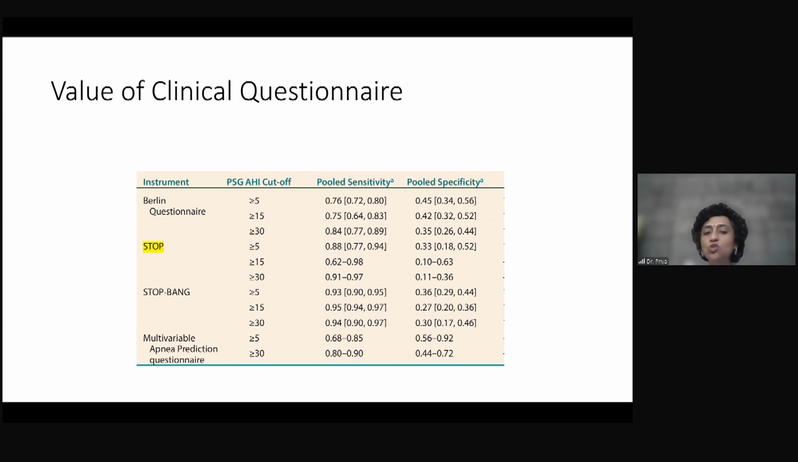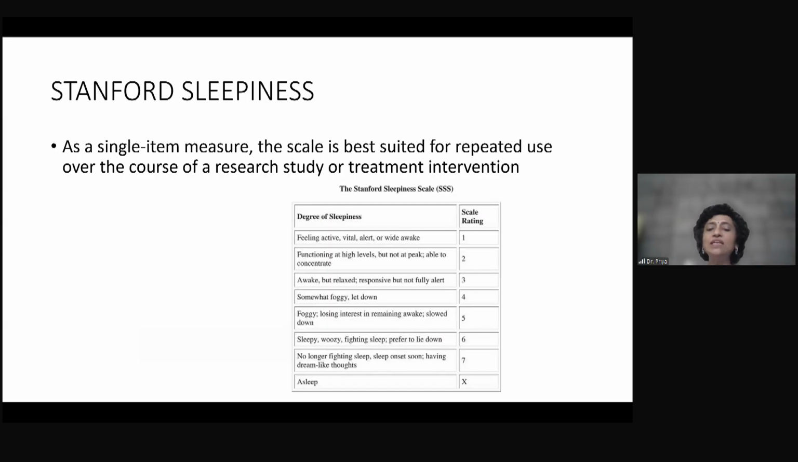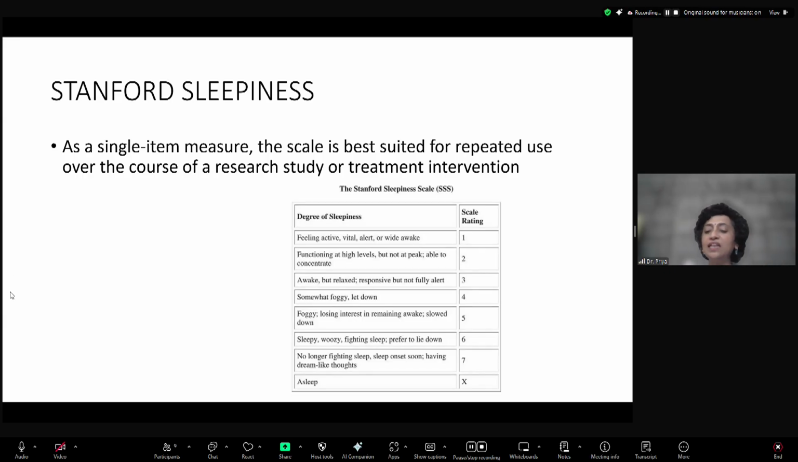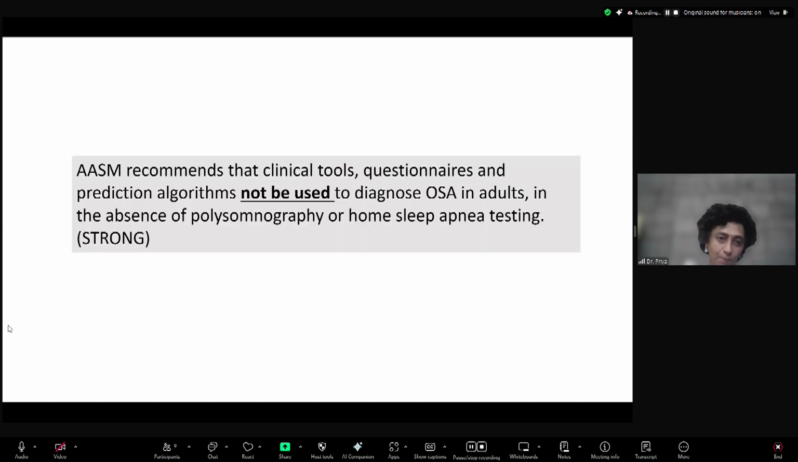Like I told you before, at a very low cutoff, their sensitivity and specificity is very low. But as the AHI goes up or the clinical probability of OSA is high, these questionnaires tend to do well. There is also the Stanford Sleepiness questionnaire, which helps us assess what happens after a certain intervention is done. But then there can be a recall bias as well.